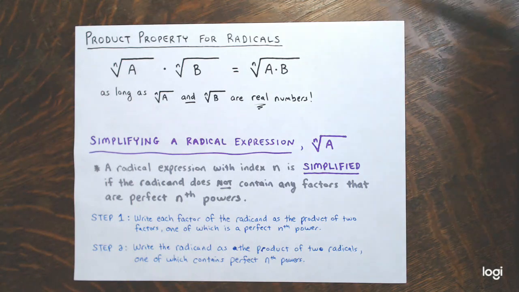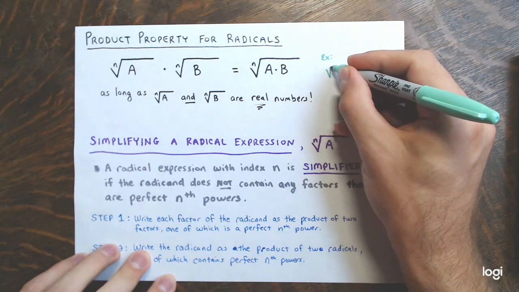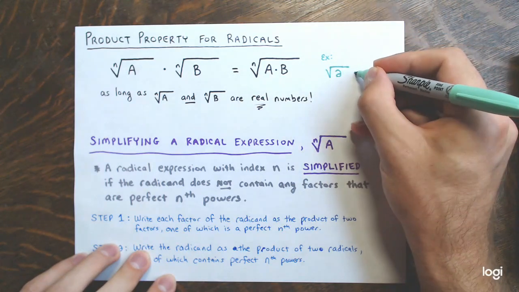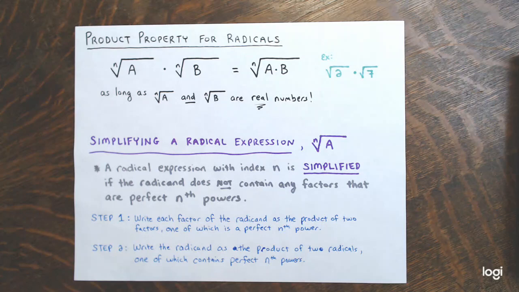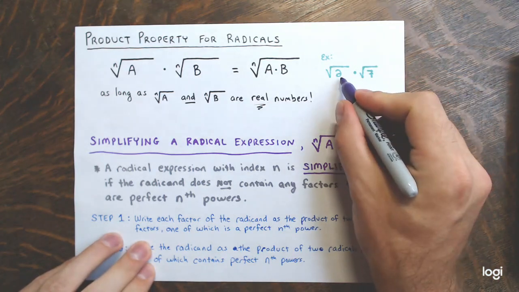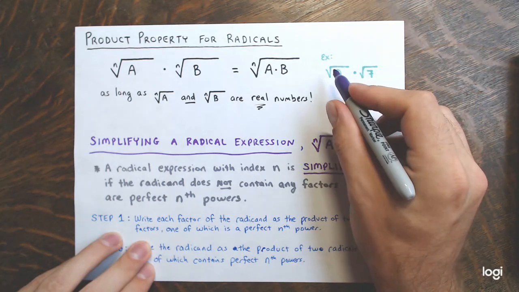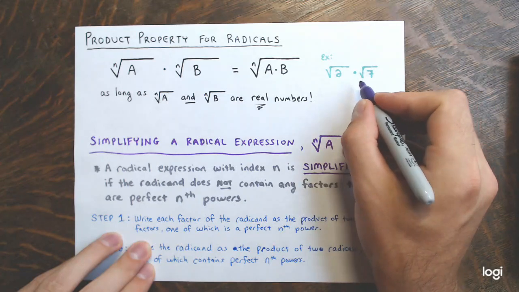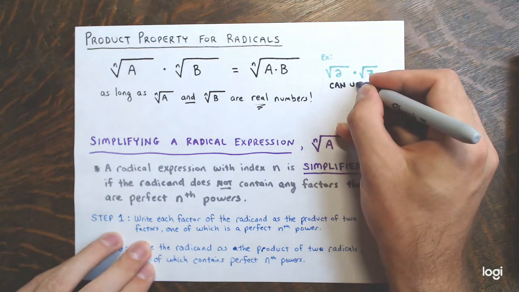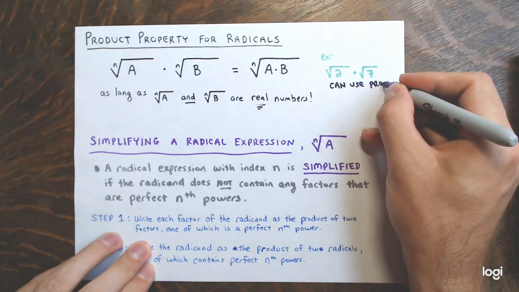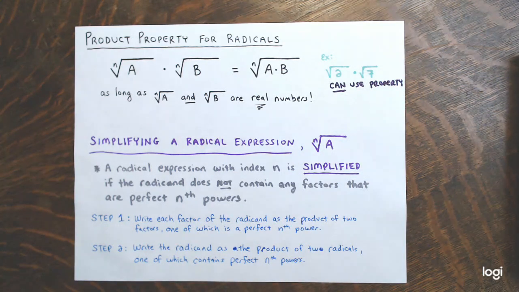Off to the side, and I did this in my last video as well, just to refresh your memory a little bit. If I had the square root of 2 multiplied by the square root of 7, I can use the property there. These are both real. The square root of 2 is real, the square root of 7 is real because you have an even index, 2, and the radicands are non-negative, 2 and 7. So here we could use the property for that example.